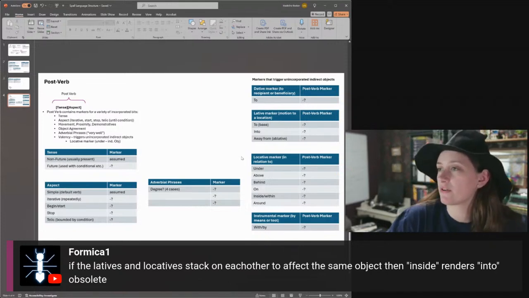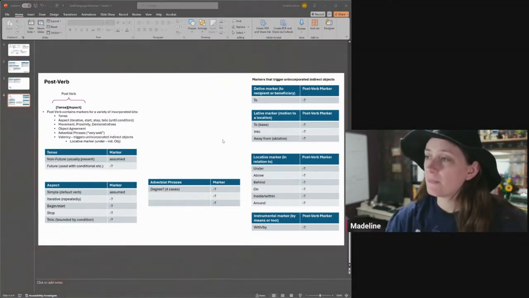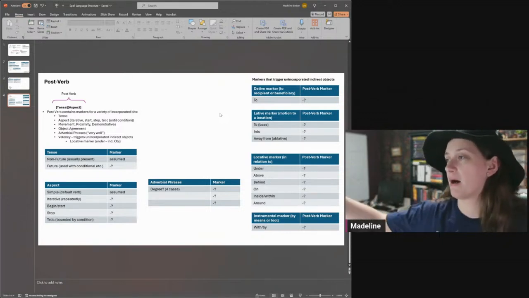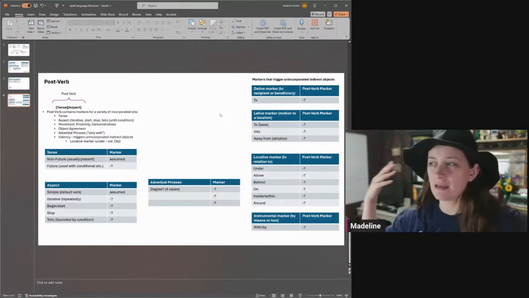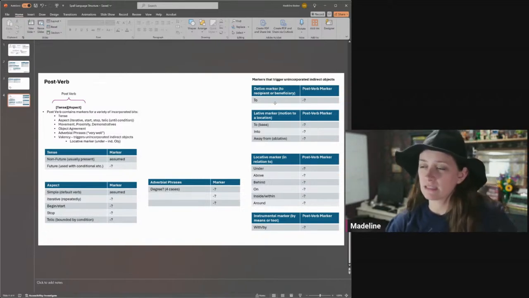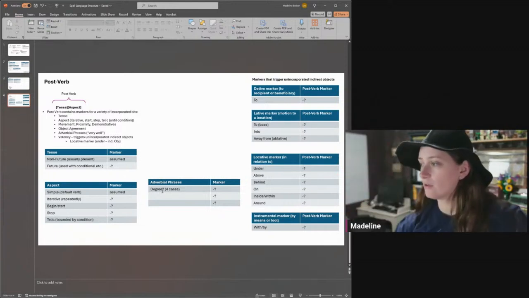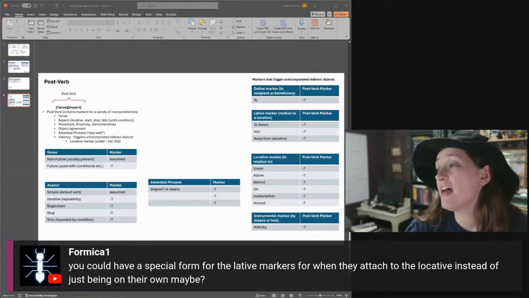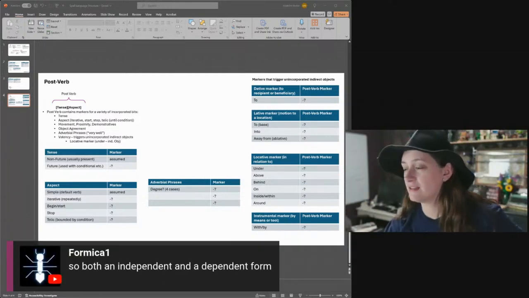So then the question would be whether or not they would use the same indirect objects, or introduce new ones. And that might have to be a context thing, because lative and locative makes sense to apply on the same object, right? So like away from behind there, like start burning behind the tree, away from behind the tree or something. I feel like that could make sense. Whereas adding a recipient or adding an instrumental marker might imply a different indirect object, and then there might need to be multiple, order dependent. You could have a special form for the lative markers for when they attach to the locative instead of just being on their own, maybe. That would make sense. And then that would make it clear if they are providing different indirect objects or not. So both an independent and a dependent form.